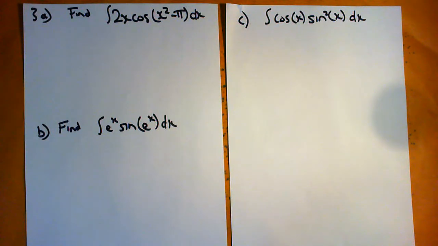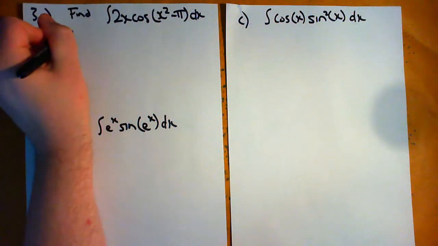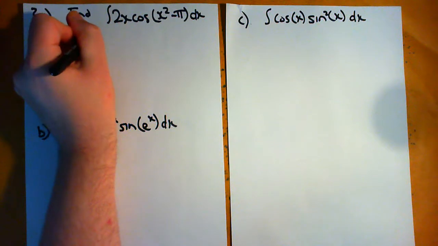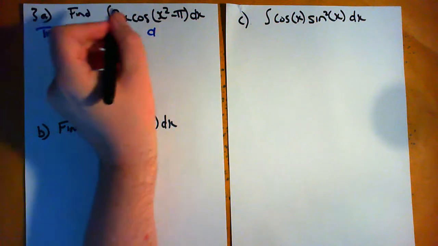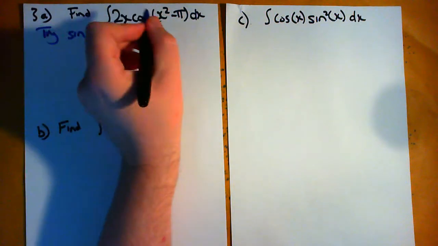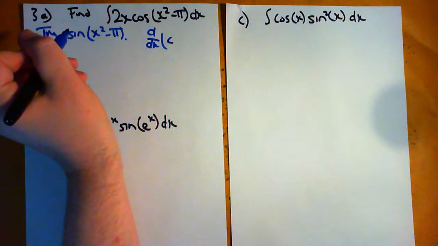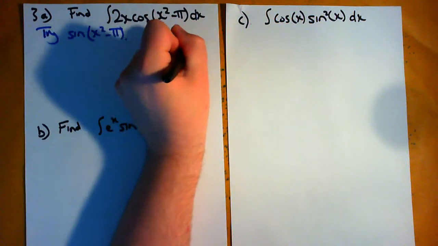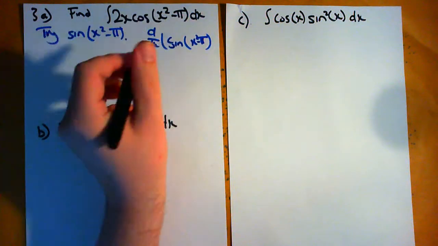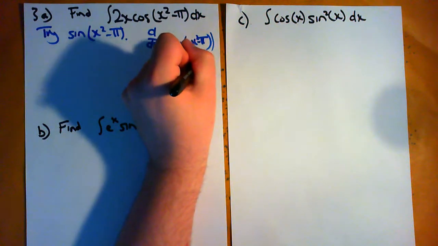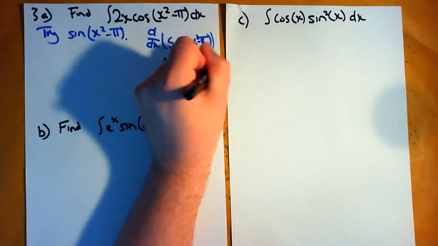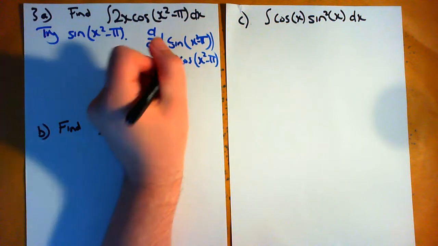So we're going to look at the integral of the outer function. Integral of that outer function is sine. So we're going to try sine of x squared minus pi. So we'll check that by differentiating it as we did in video 2. If we differentiate sine of x squared minus pi, we'll get cosine of that same bracket, cosine of x squared minus pi, multiplied by the derivative of that bracket.